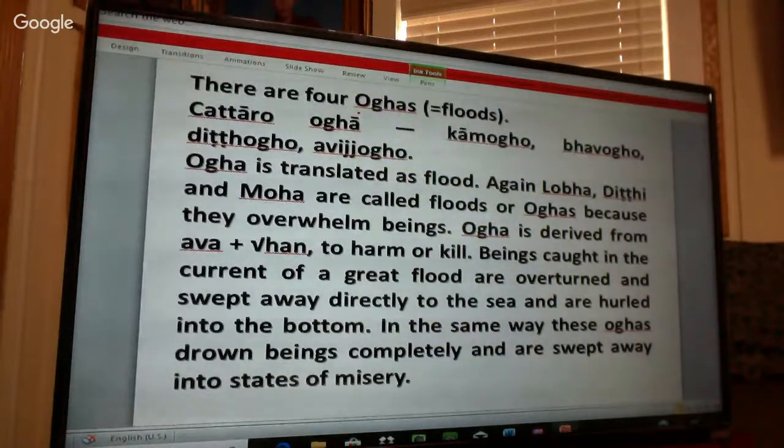Oga also has four. Chattaro Oga. There are four Ogas. Oga means a flood. Flooding is a very dangerous natural disaster, isn't it? So Chattaro Oga is Kamogo, Bhavogo, Ditthogo, Avijjogo, the same as the Asavas. But why different names?